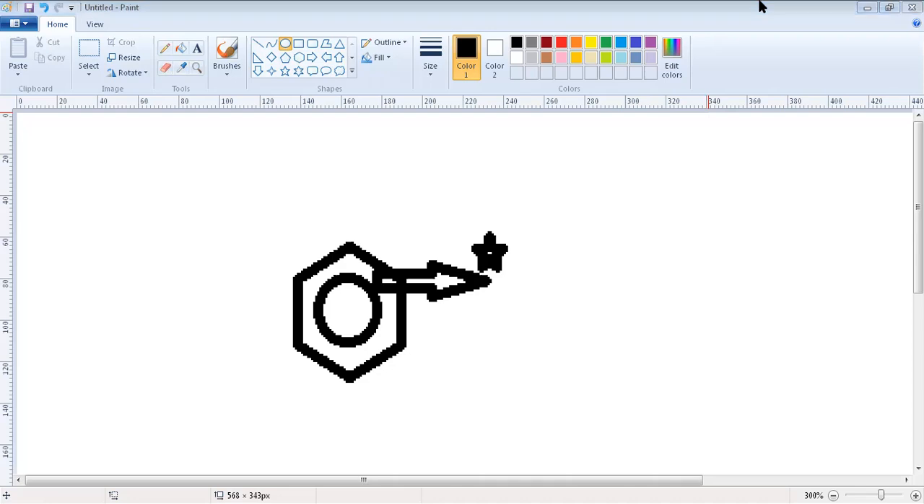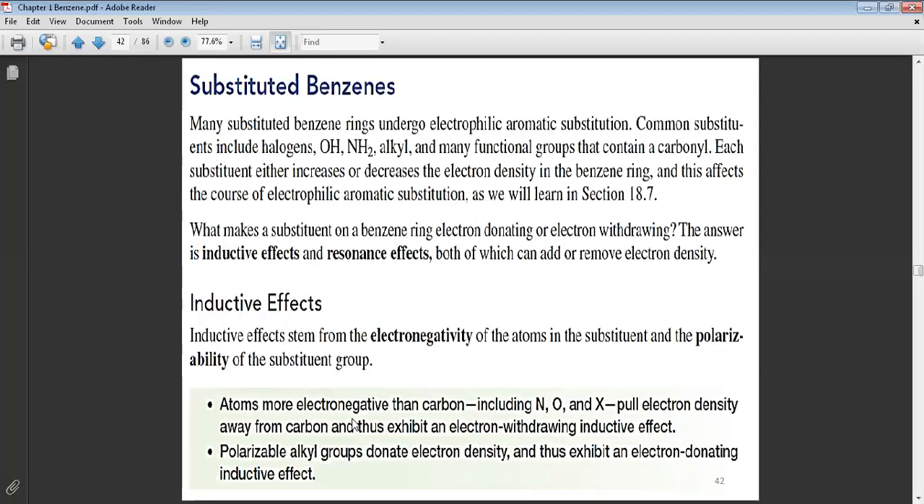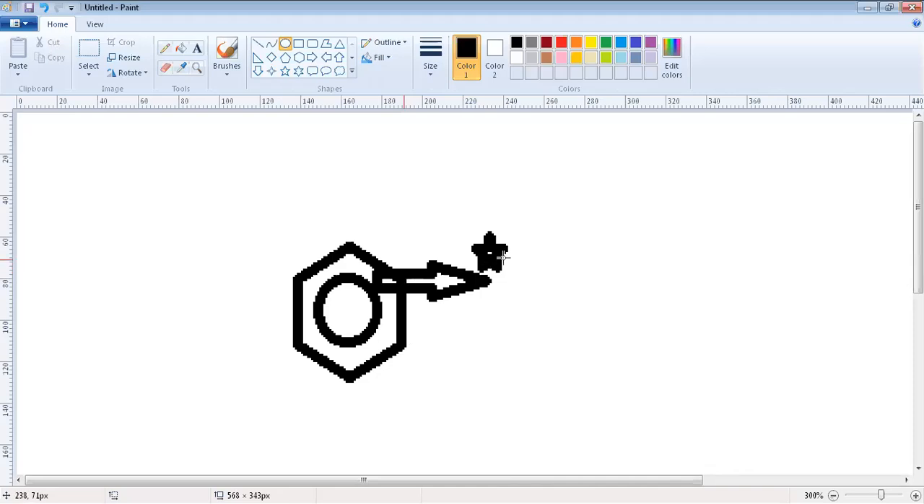Now, by what effect? By inductive effect. What does inductive effect mean? It means through the sigma bond. Why through the inductive effect? Because we have a sigma bond here between the carbon and the star.